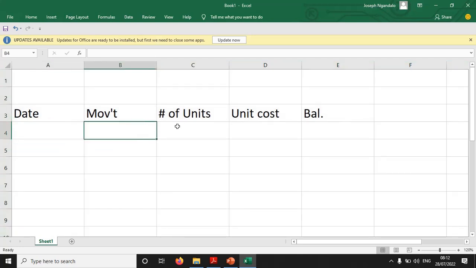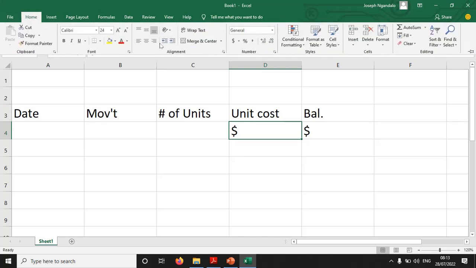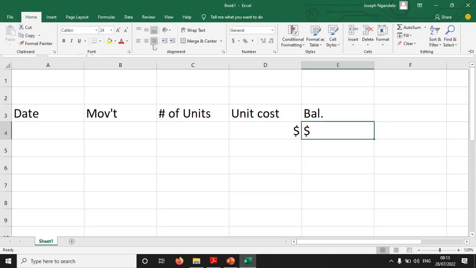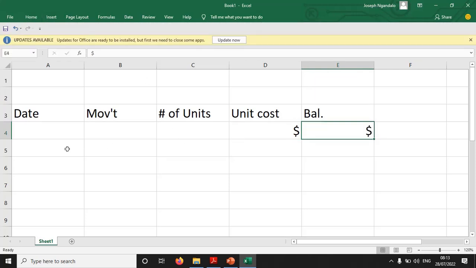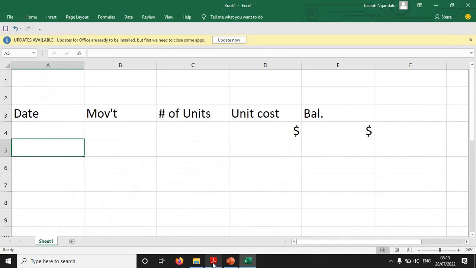We expect values, yes, to be where? To be on the last two columns. Proceed. What happened? We have got opening stock of how much? 100 units. Brought forward, right?